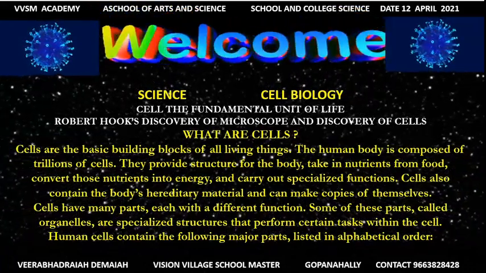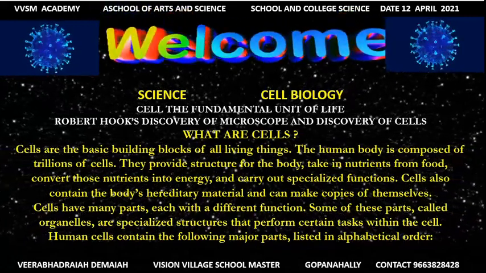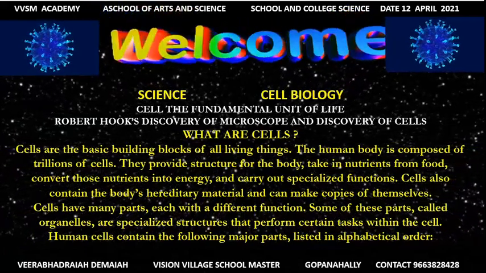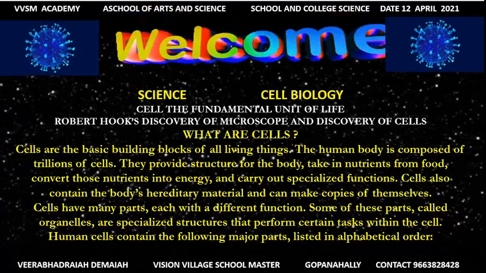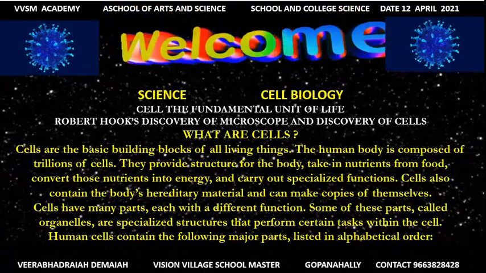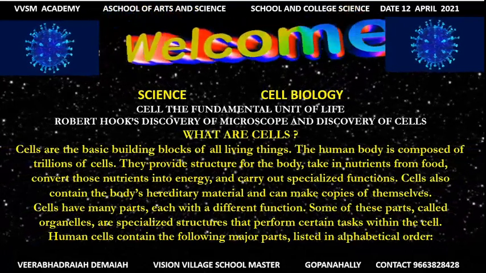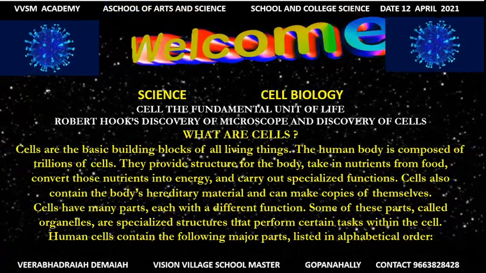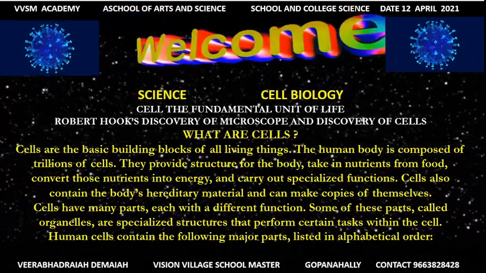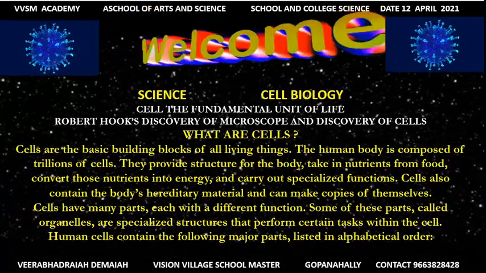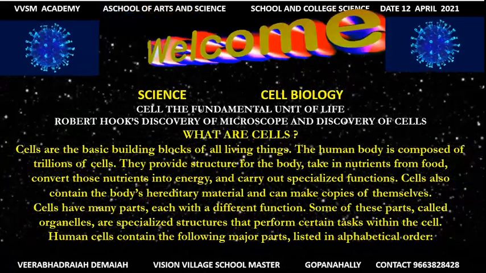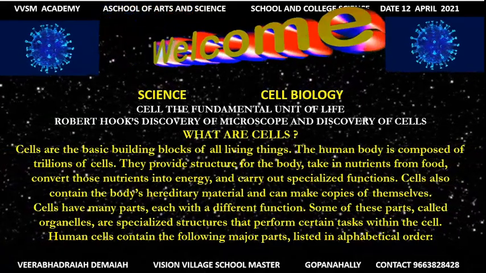Cells are the basic building blocks of all living things. The human body is composed of trillions of cells, billions, then trillions. They provide structure to the body, take in nutrients from food, convert those nutrients into energy, and carry out specialized functions. Cells also contain the body's hereditary material and can make copies of themselves. Cells have many parts with different functions. Some of these parts are called organelles, specialized structures that perform certain tasks within the cell.